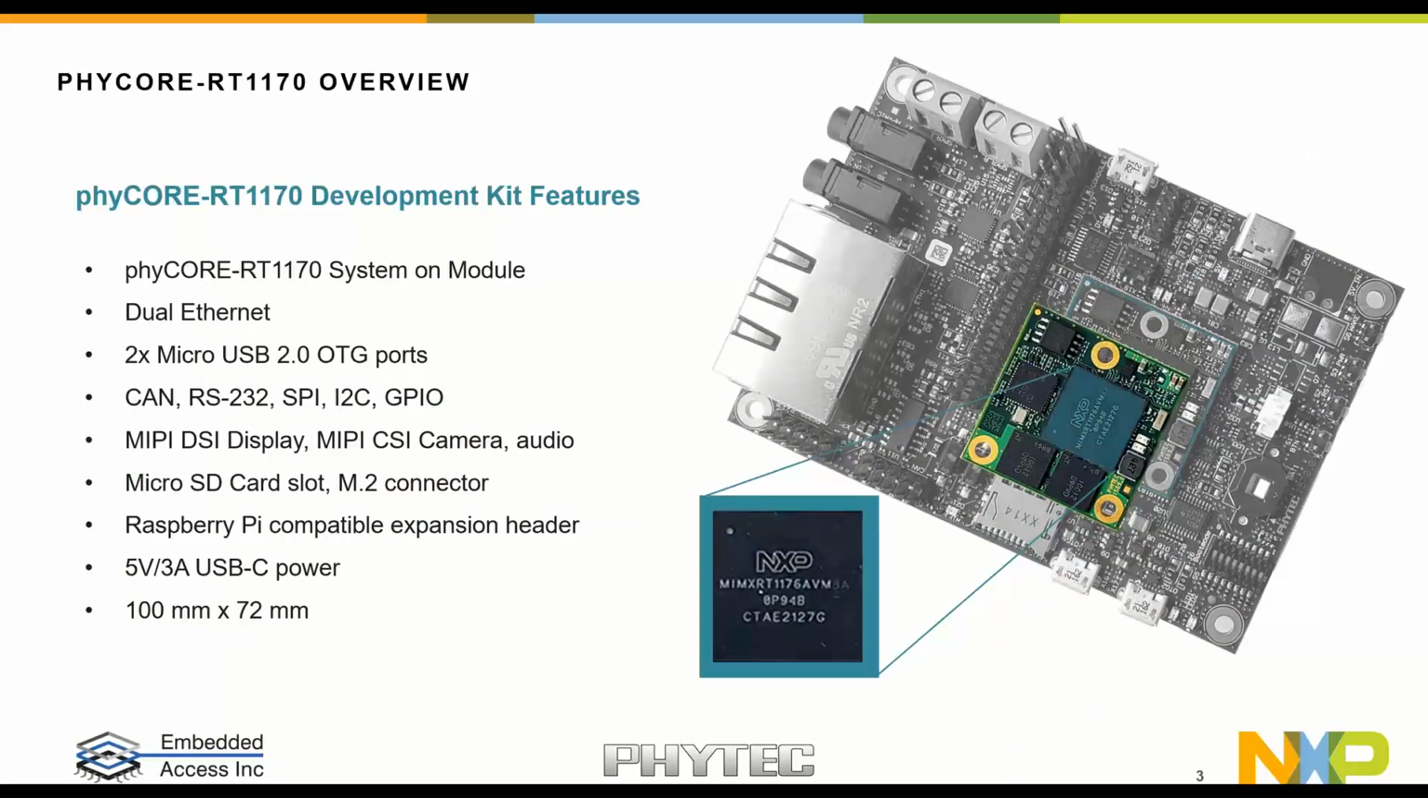Now, if you need a development kit to get started, the natural question is, what features does the carrier board in the development kit support? You can see here, our carrier board comes with dual Ethernet. Of course, it's going to have the system on module on there. Supports 2 micro USB 2.0 On-The-Go ports. You've got a micro SD card slot and M.2 connector. The idea here is to make it easy to work with so you can get working with that RT1170 processor as quickly as possible. And it comes in a small package. It's 100 by 72 millimeters.